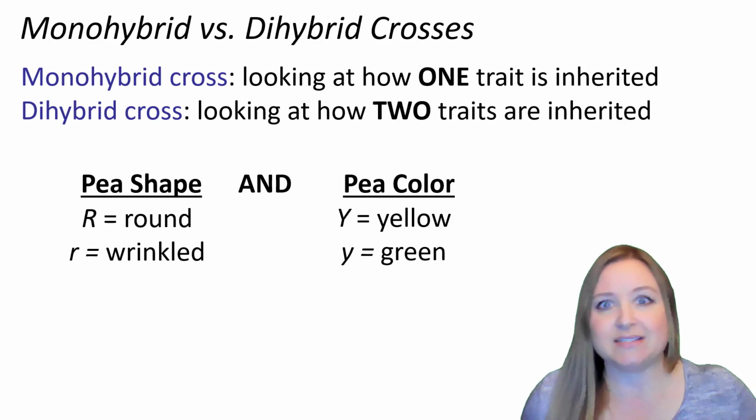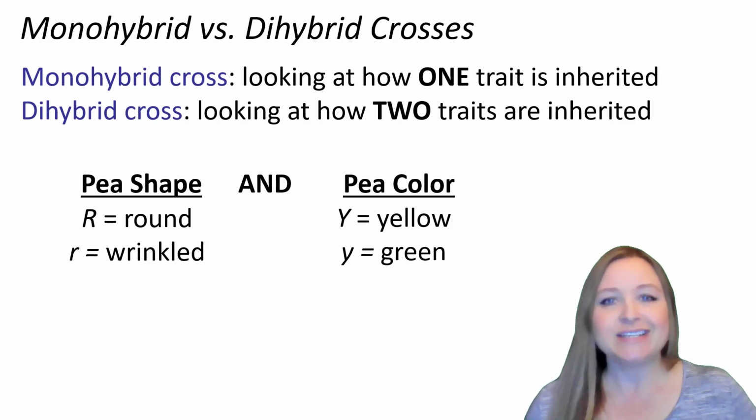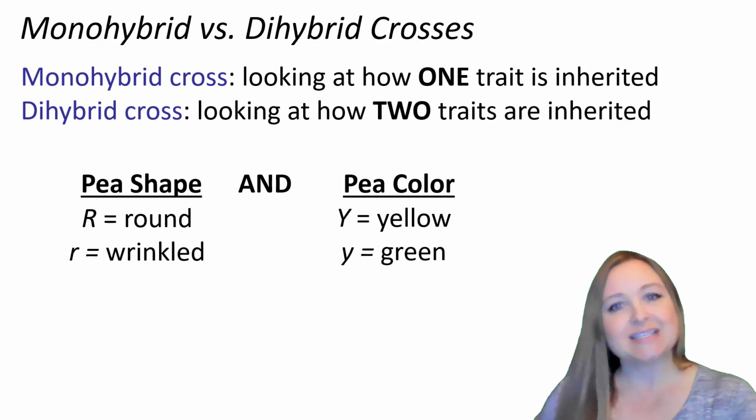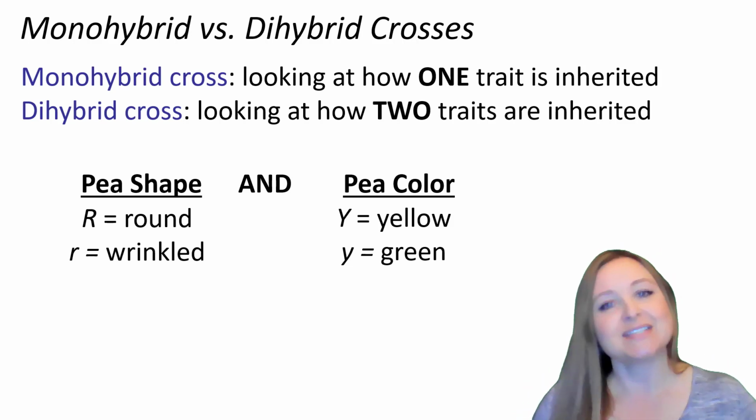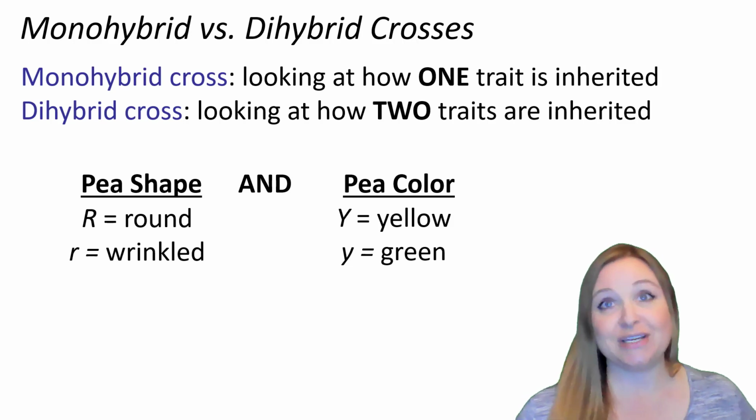Now, I know you're thinking, wait, green is actually recessive? We eat green peas. That's what we eat. And yeah, green is recessive. So the peas that we eat, they're homozygous recessive. They all have two recessive alleles, and that's why they're green.